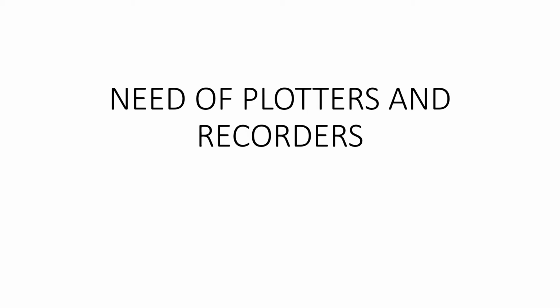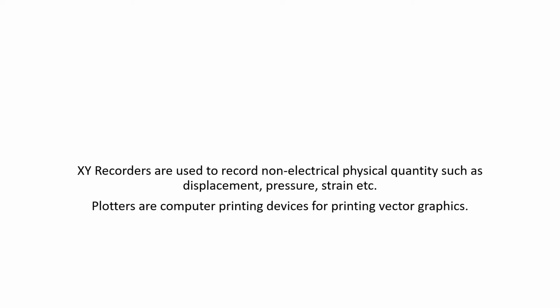So what is the need of plotters and recorders? A recorder is a device that displays a time varying signal in a form easy to examine even after the original signal has ceased to exist. Recorders generally provide a graphic record of variations in the quantity being measured, as well as an easily visible scale on which the indication is displayed.